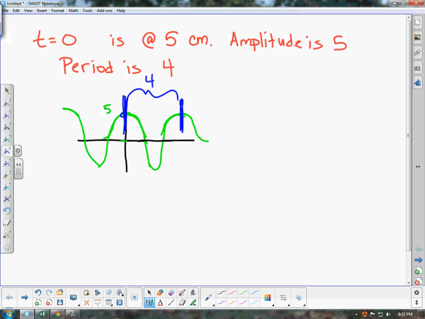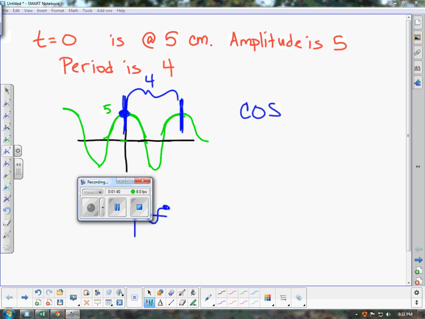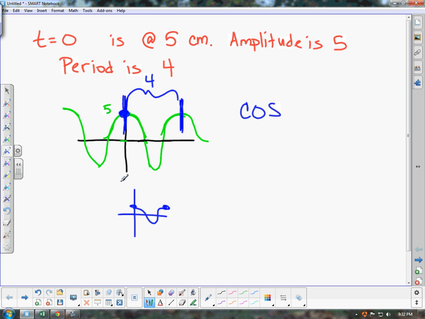So because it starts at its maximum, it is easiest to use the cosine function, because cosine is this one that goes like this and starts at its maximum and ends at its maximum in one period. So then, since the amplitude is 5, that has to go in the front. And it is not shifted up or down or right or left any, so now all we have to do is figure out the period.